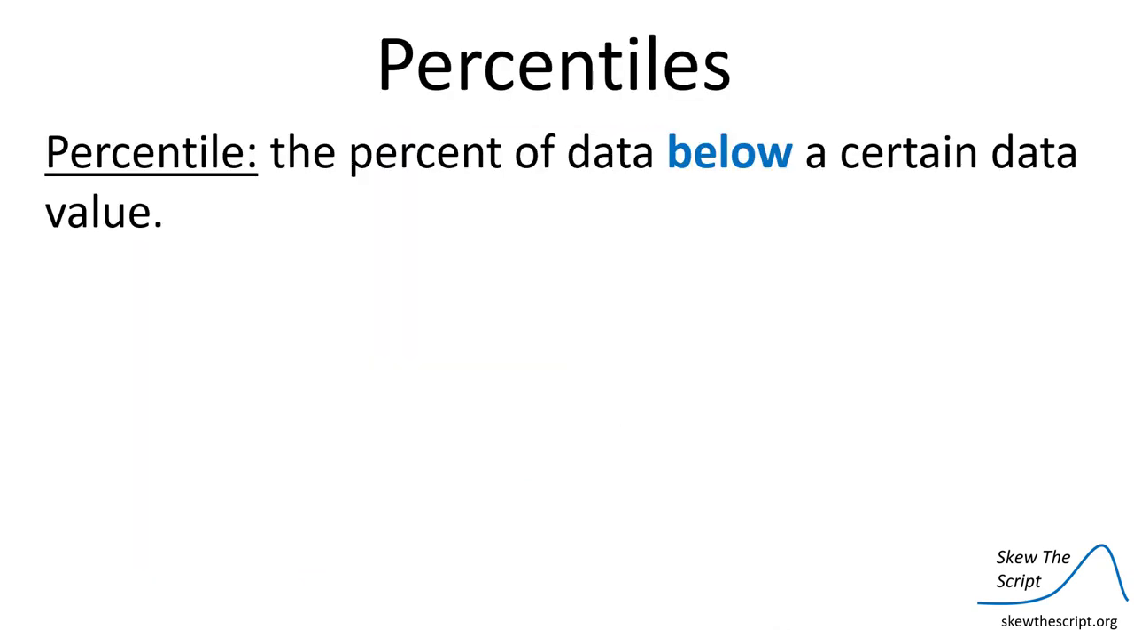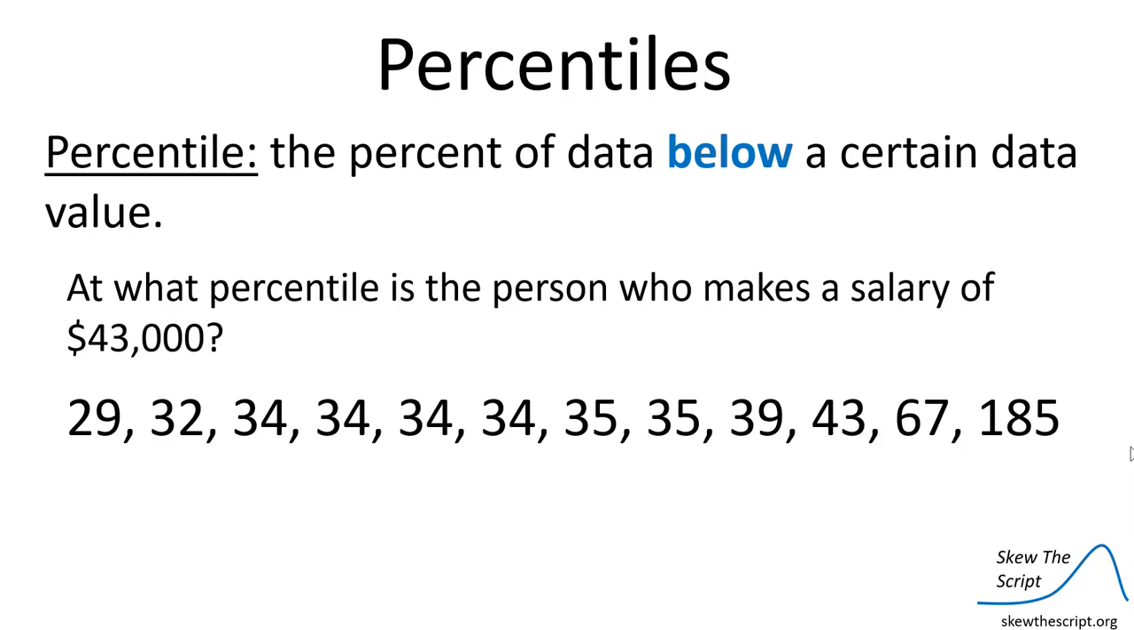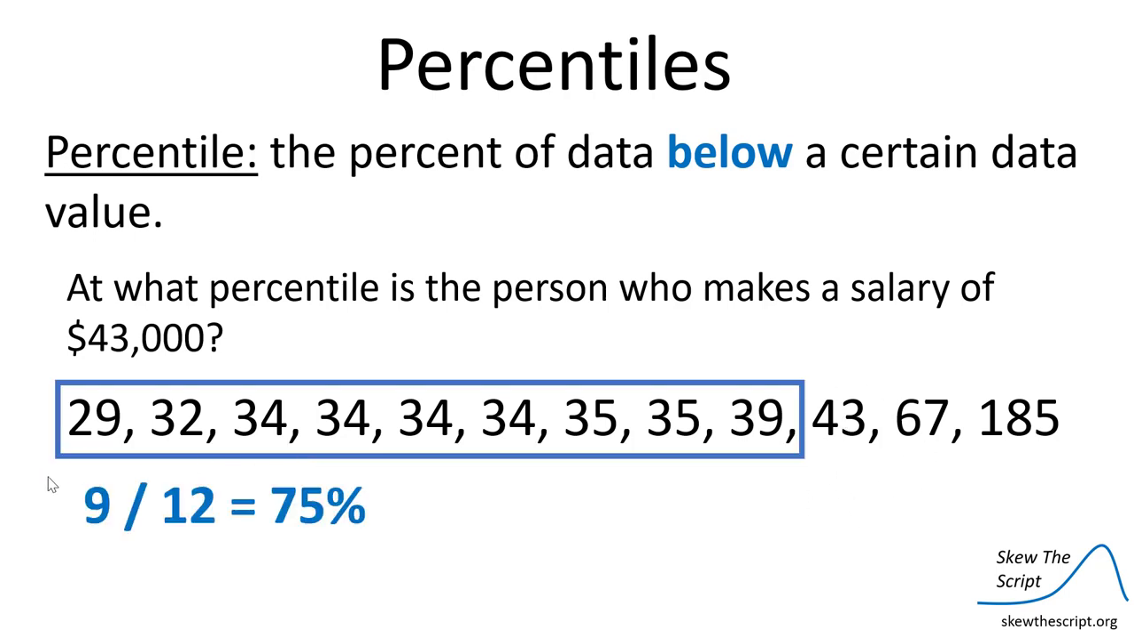So a percentile is the percent of data below a certain data value. I would write this down in your notes. We'll come back to the ACT and SAT scores in a second. If I ask you the question, at what percentile is the person who makes a salary of $43,000? Here it is right here. It's the same salaries that we've been dealing with for a little while now.